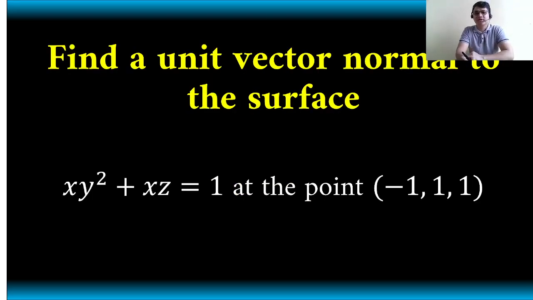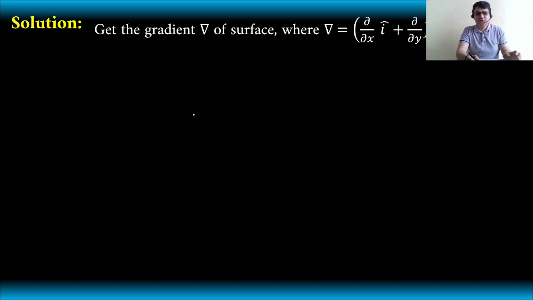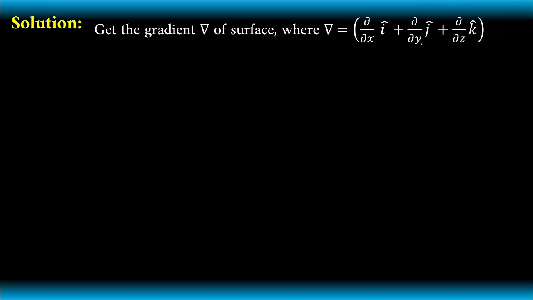Find a unit vector normal to the surface given by xy squared plus xz equals 1 at the point (-1, 1, 1). Okay, so we first have to get the gradient del of the surface, where the gradient operator equals partial with respect to x, i hat, plus partial with respect to y, j hat, plus partial with respect to z, k hat. And then we operate this on our equation for the surface.